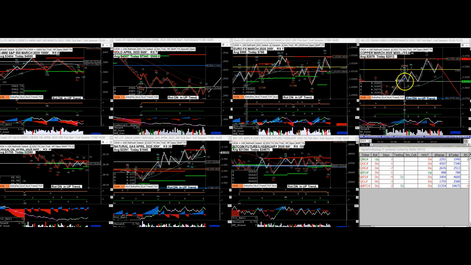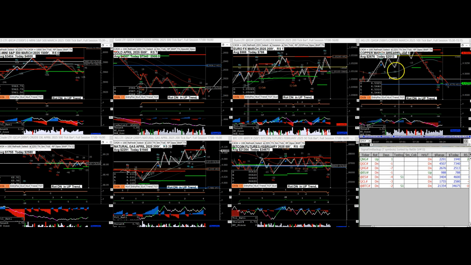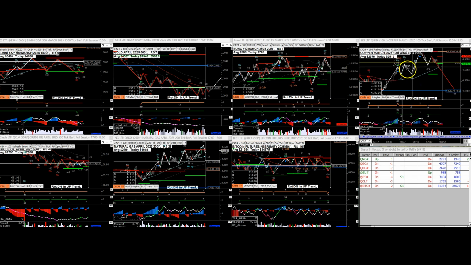But the problem is, it didn't pull back enough. So there's no point in taking high risk one-to-one trades. There's no point. If you get in here and the stop is there, the most you're going to make is one-to-one, and we don't take that. All right.